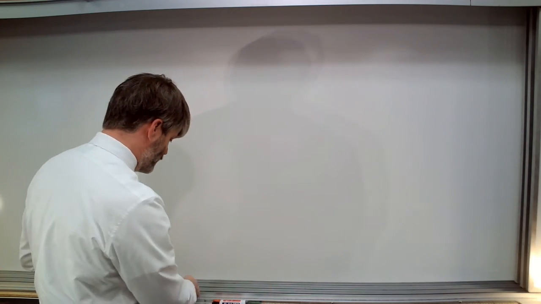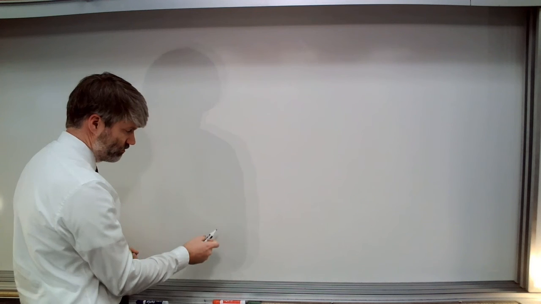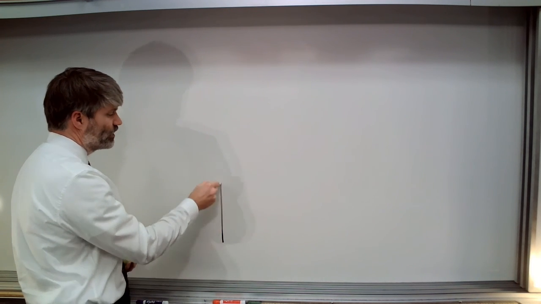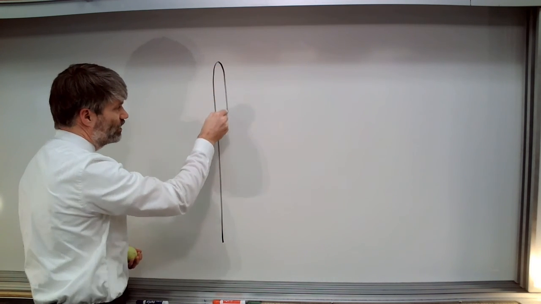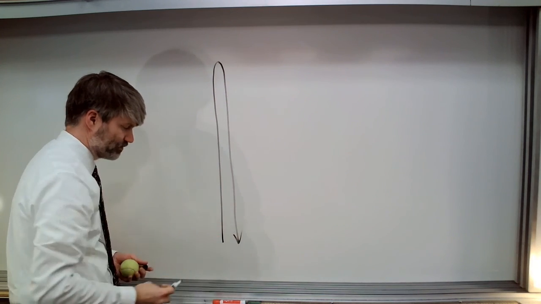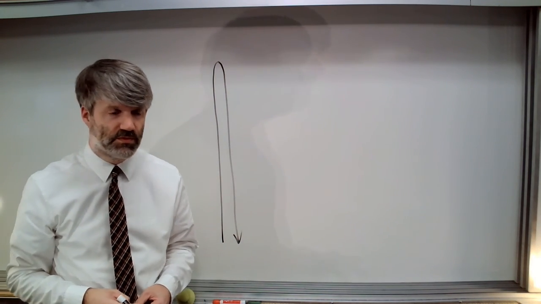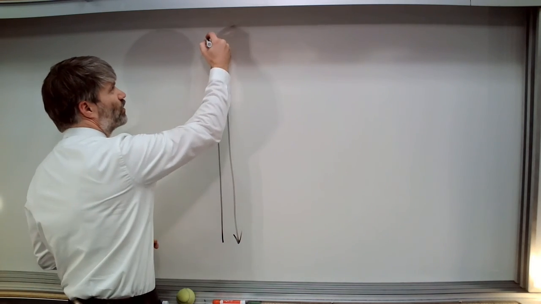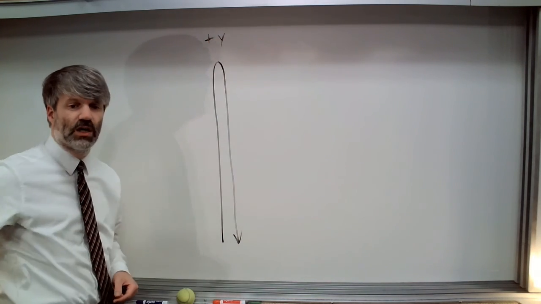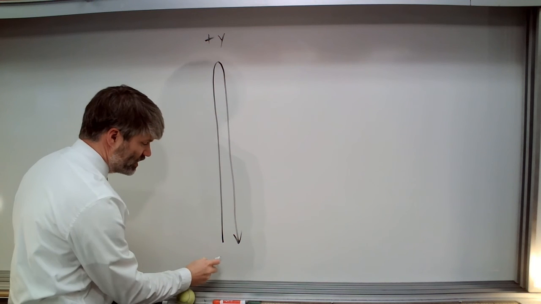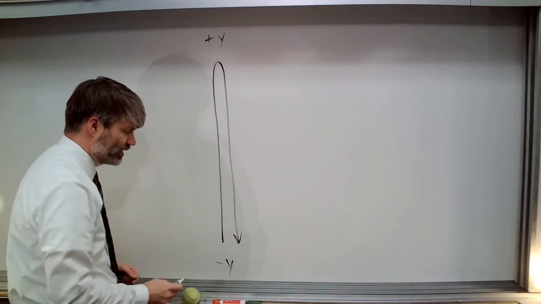Alright, ball's thrown straight up in the air, comes straight back down. So we're going to diagram that. This ball, straight up in the air, comes straight back down. We'll assume all of the assumptions we made before. We know we want upward to be the positive y direction, downward will be the negative y direction.